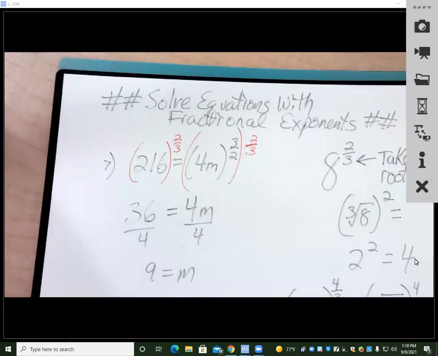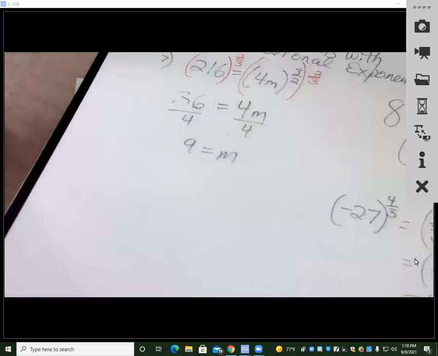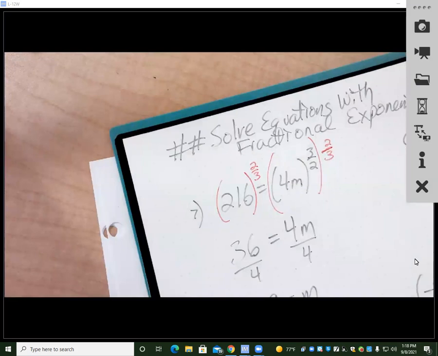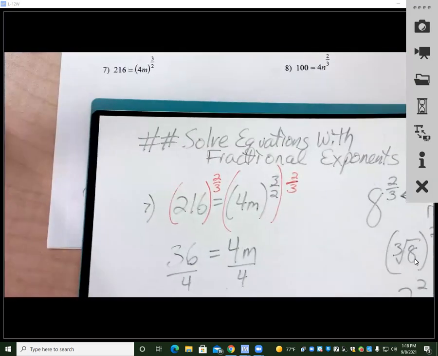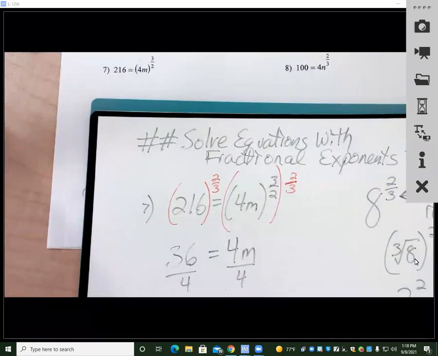Does that make sense now that you see it? You just need to know that bit about raising both sides to the reciprocal power. If you don't have that part, then you're stuck and you have no idea what's going on here. But let's try number 8 together. Oh, good, 8 has something a little bit different going on. This one, we have 100 equals 4n to the 2/3 power.